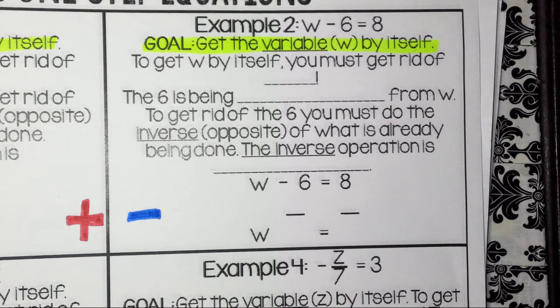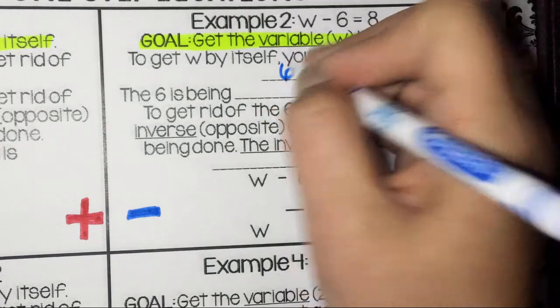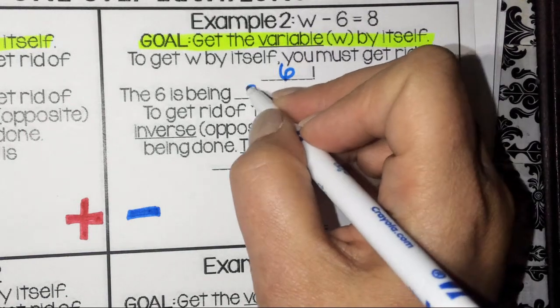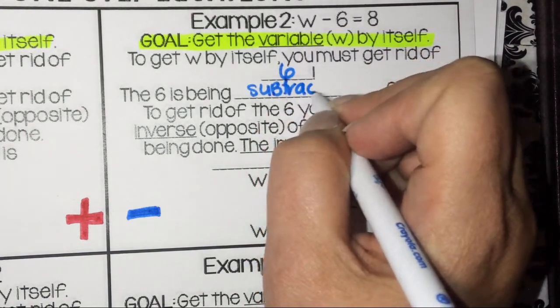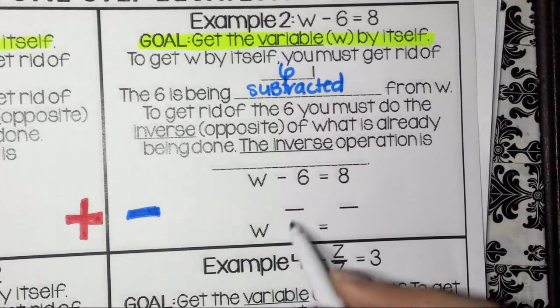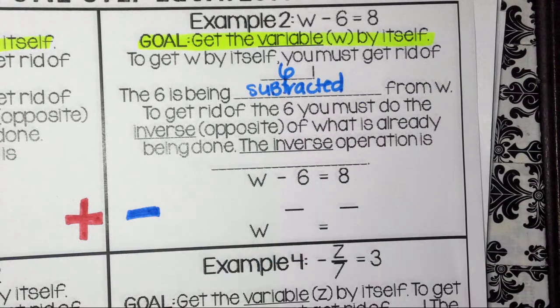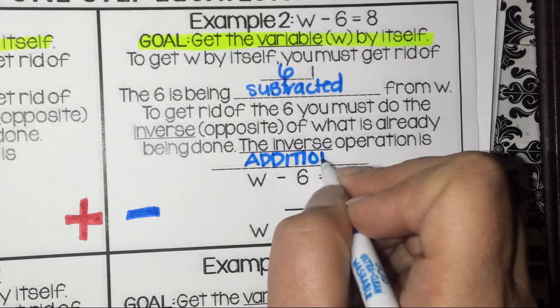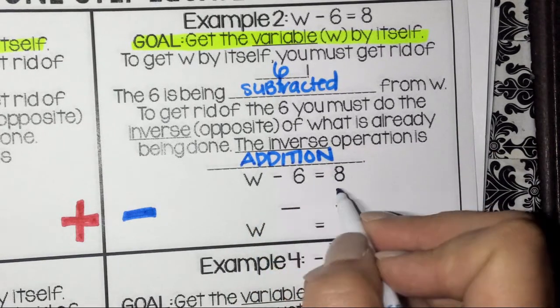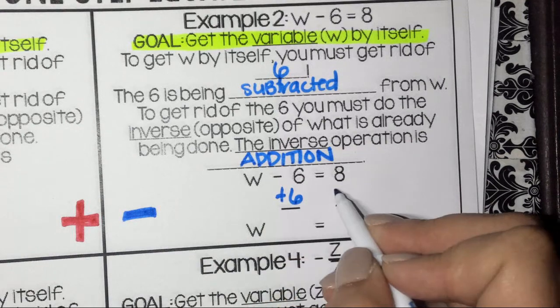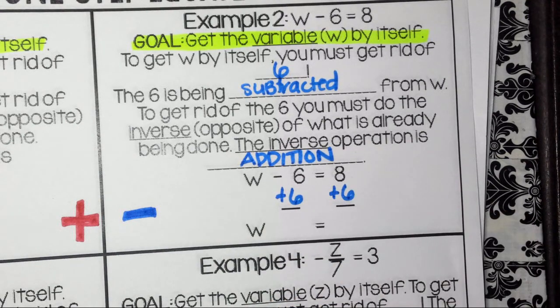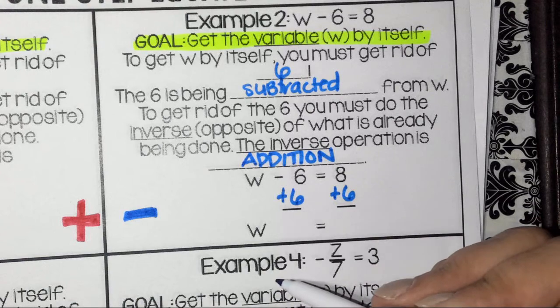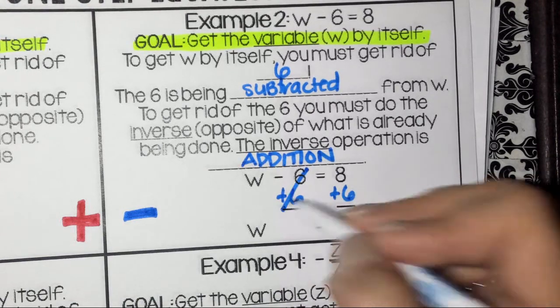So what number do I need to get rid of to get W by itself? 6, okay? Now 6 this time is being subtracted from W. So to get rid of it, I've got to do the opposite or the inverse. So the opposite or inverse of subtraction is addition. Okay? So I come to both sides, plus 6, plus 6. And see, this is where this one cancels out. Because if I have minus 6 plus 6, I'm at 0.